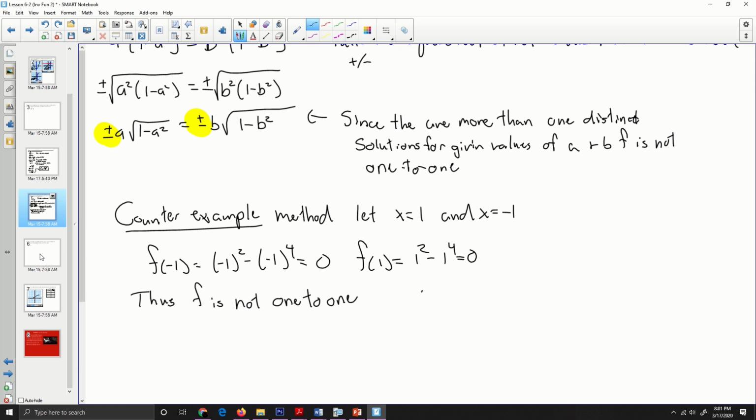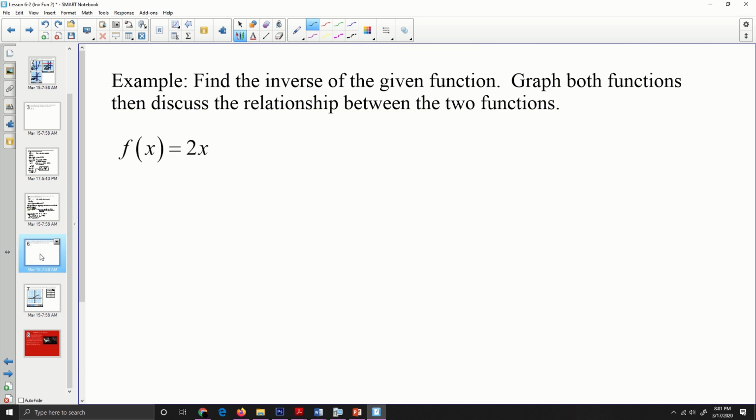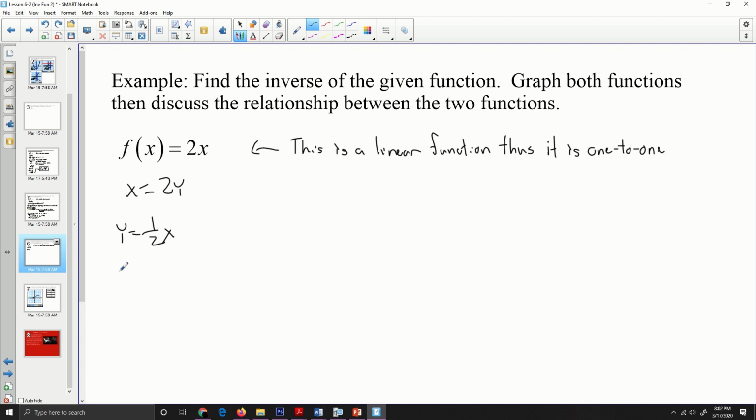All right, so the next thing I want to talk about is graphically, what is an inverse? And so I'm going to use this simple function, and clearly this is linear. And since it is a linear function, it is automatically 1 to 1. And I could find the inverse of that thing. I can go x equals 2y, and then y would equal a half x, and so my inverse, f inverse of x, will be a half x.